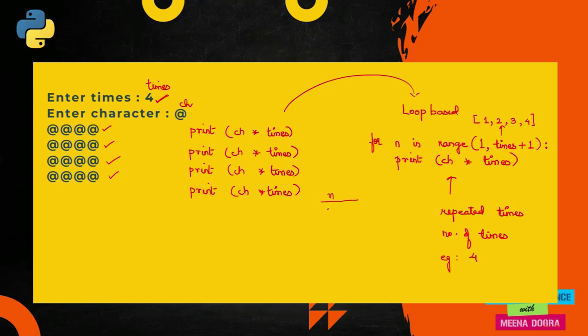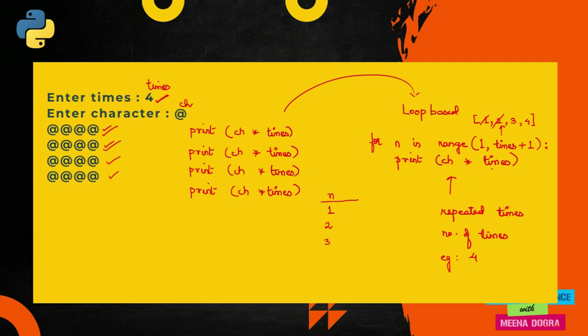First time n will store 1 from this sequence, and then my loop body contains a statement, ch multiplied by times, like ch multiplied by 4. This is going to give me the first line. Then n will store 2, and my output will again be ch multiplied by times. Similarly for 3 also. Now I'm not making use of the loop variable anywhere inside the loop body. This loop is being written merely to execute this print statement times number of times.